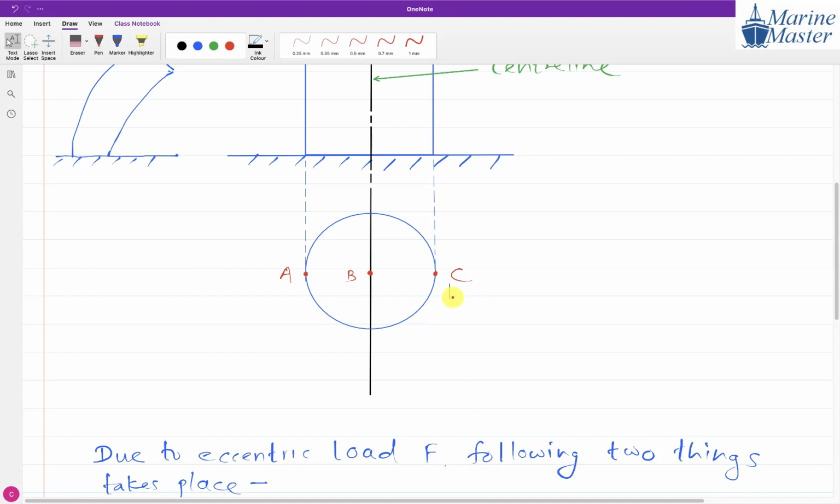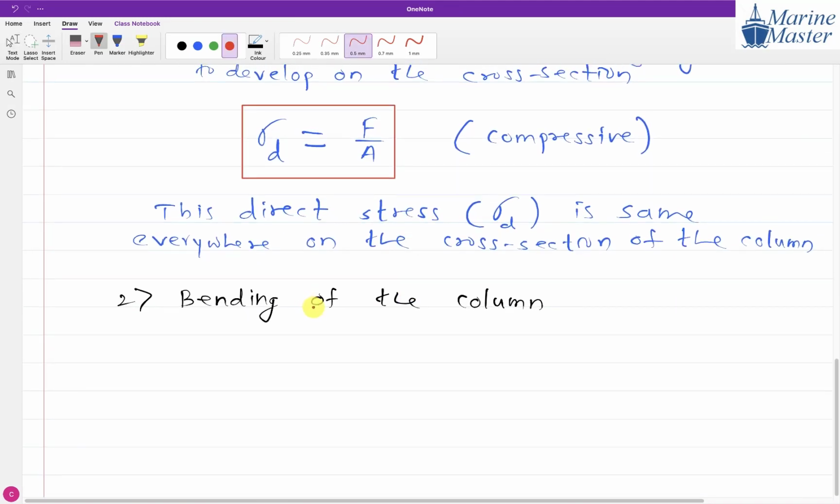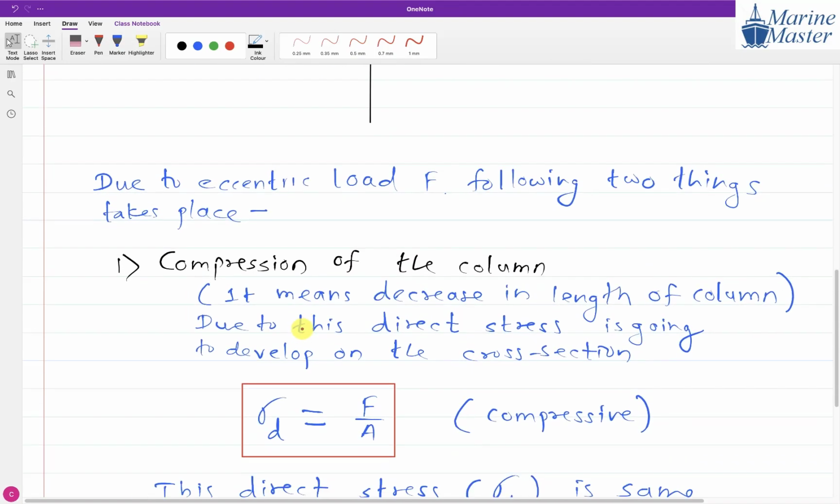Now if you observe, direct stress is the same everywhere. At point A direct stress is the same, at point B also the same, and at point C also the same. Listen to my points here: direct stress is the same at every point. Now try to see the scenario here.